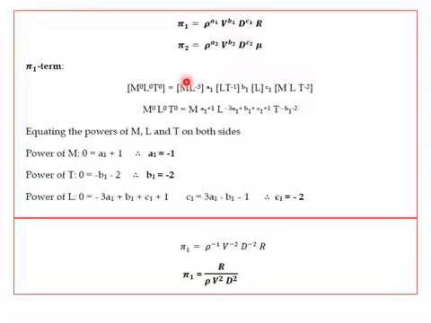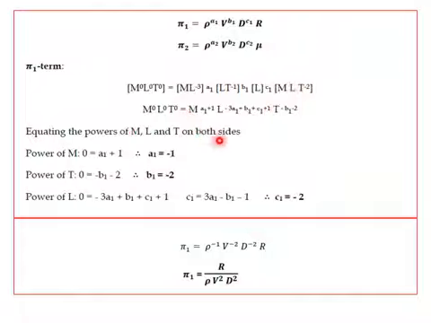Now writing the dimensions, M to the power of 0, L to the power of 0, T to the power of 0. Rho, you know, is M L to the minus 3 to the power of a1. Velocity is L T to the minus 1 to the power of b1, and diameter is L to the power of c1, and resistance is a force, that is mass into acceleration, M L T to the minus 2. So now writing this, for M it is a1 plus 1. Similarly for L, minus 3a1 plus b1 plus c1 plus 1. Similarly for T, it is minus b1 minus 2.